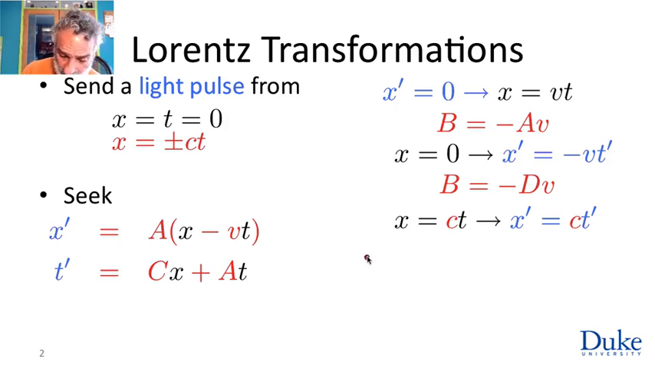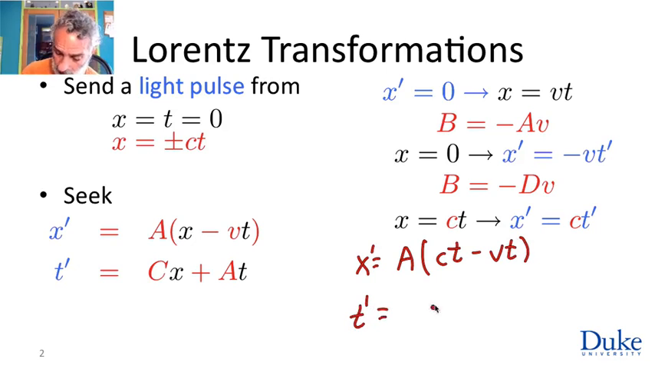So if x is equal to ct, I find that x prime is equal to a times x, which is ct, minus vt. And on the other hand, t prime is equal to c times x, which is ct, plus a times t. Sorry for the double use of c, at least it's clear in the typeset version. Now, I'm not so interested in t prime. I want to study c times t prime to make the comparison. So let's put another c here. Multiplying this by c, I get a c here.